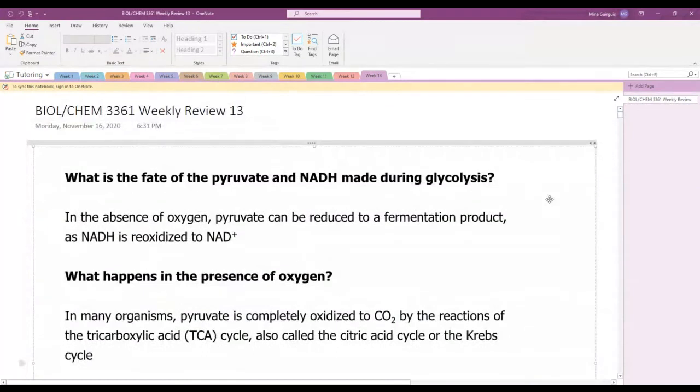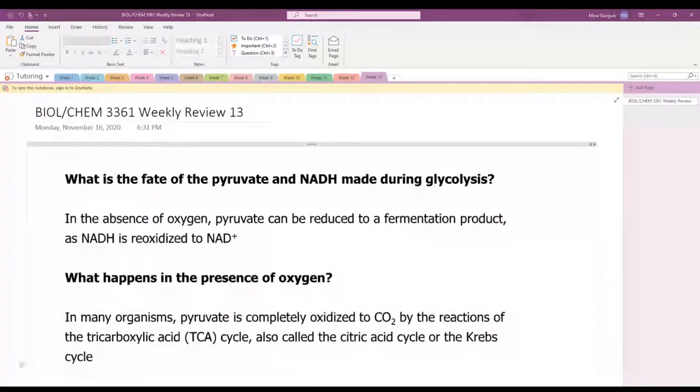We're nearly to the end of the semester, and actually last week is going to be our last review. Before we start jumping into the content, I want to briefly go over what you can expect from the next few weeks. From what I understand, your professors should have just finished the lectures on the TCA cycle, and you are about to start the electron transport chain.